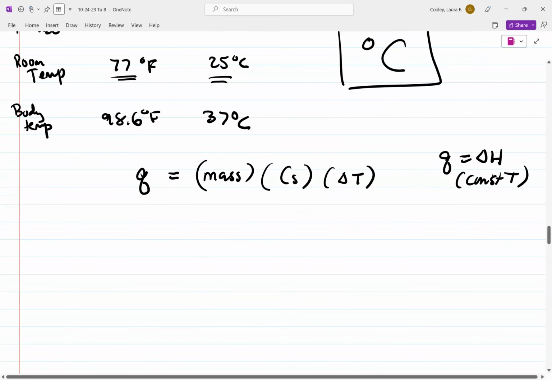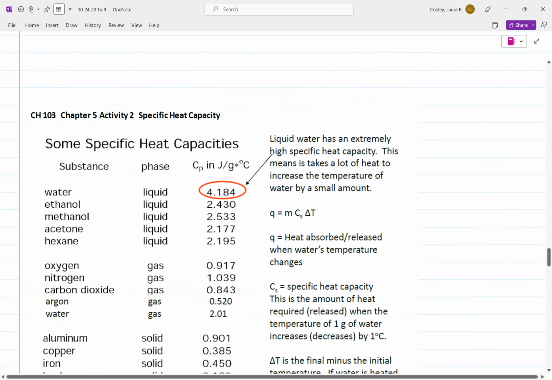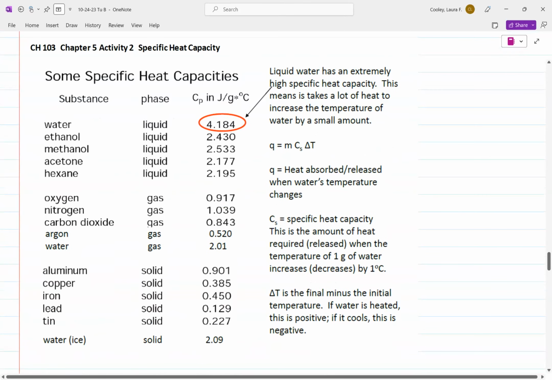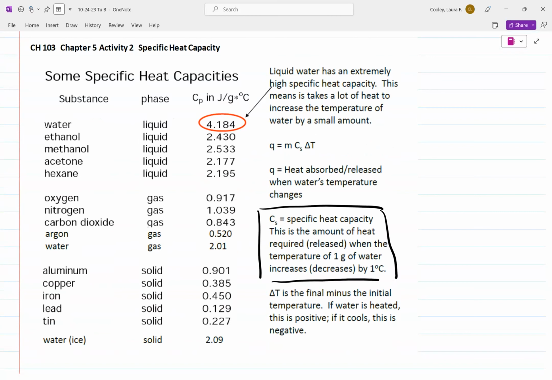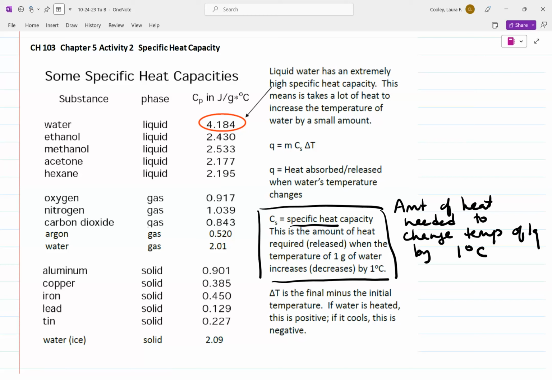So let me go over what specific heat is. If we go down here, I gave you this piece of paper, and it tells you that the specific heat, or specific heat capacity, is the amount of heat that is needed to change the temperature of 1 gram of a substance by 1 degree C.